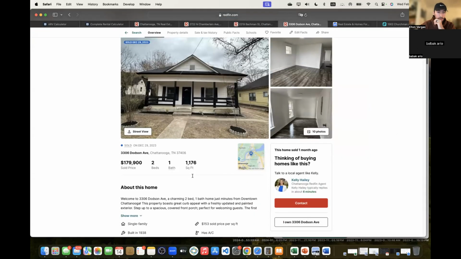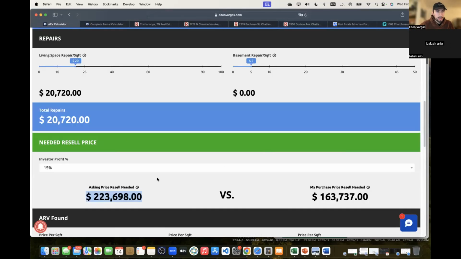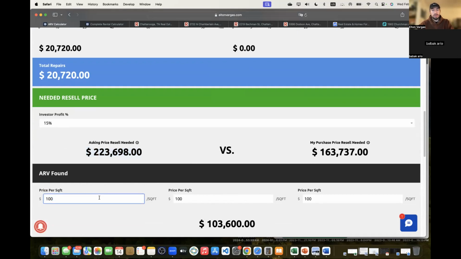So this is a good one. Is it close to the 1930s? Yes, it is. So apples to apples, 1938. This sold for $153 per square foot. So from here, that's where I have to put in my ARVs. So 153 per square foot from here.